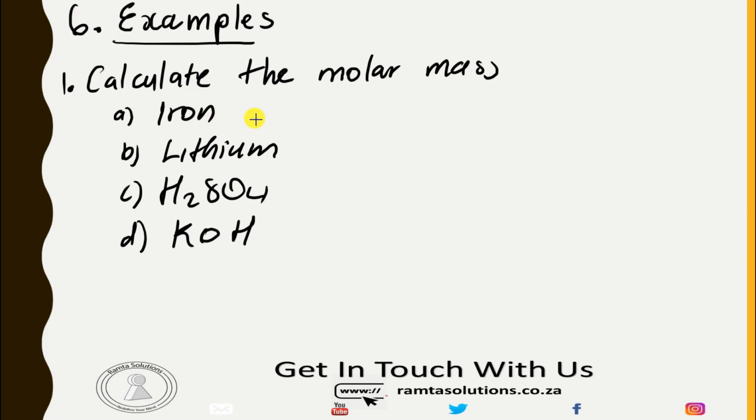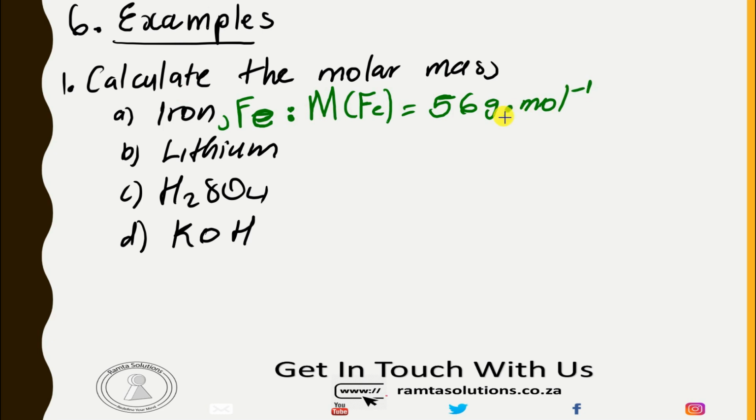Number 1, this is iron. It's an element on the periodic table. When you go to your periodic table, you will see iron with the symbol Fe. So Mr of Fe, or molar mass of Fe, because this is an element, is equal to the relative atomic mass. Your periodic table returns 56 grams per mole. All right, it will be 56 grams per mole.